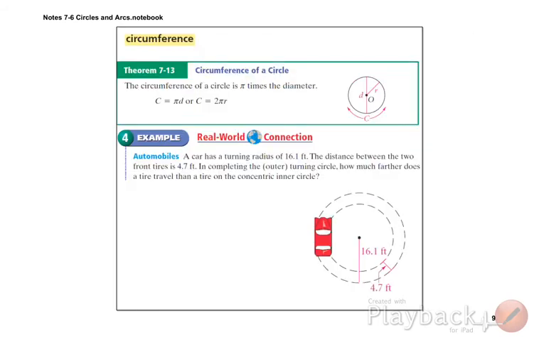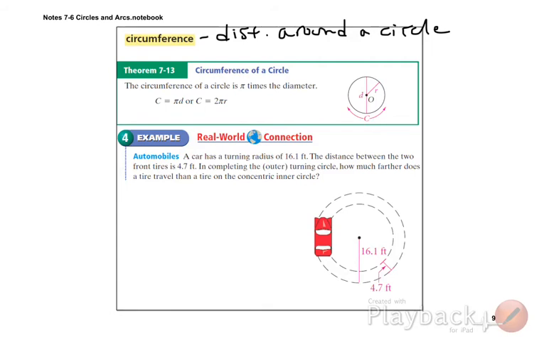Okay, the next thing we're going to discuss about circles and arcs is something called the circumference. What the circumference is, which we've talked about in the past, is the distance around a circle. And there's two formulas for circumference. There's pi times the diameter, and there's also 2 times pi times the radius. Okay? So let's try an example for circumference.